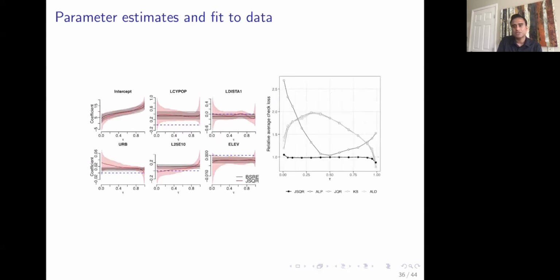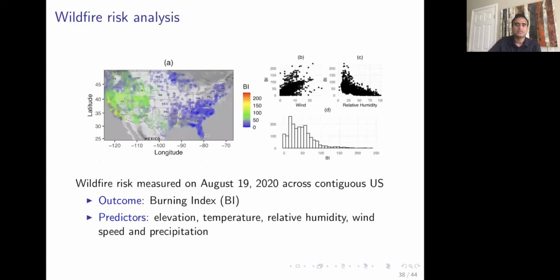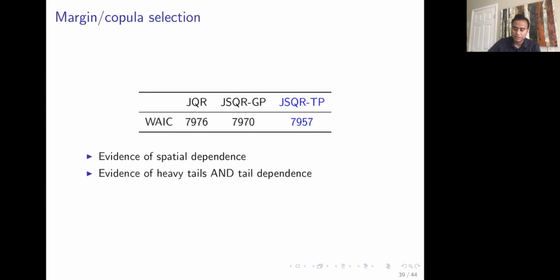I'll skip this, but we also did another analysis with wildfire risk assessment. In that one in particular, we see that the WAIC is the smallest, and by a margin, for the case where we account for heavy tails in the distribution as well as tail dependence. So both are present. And again, we cross-validated this against held out assessment of model fit, and they present the same picture.